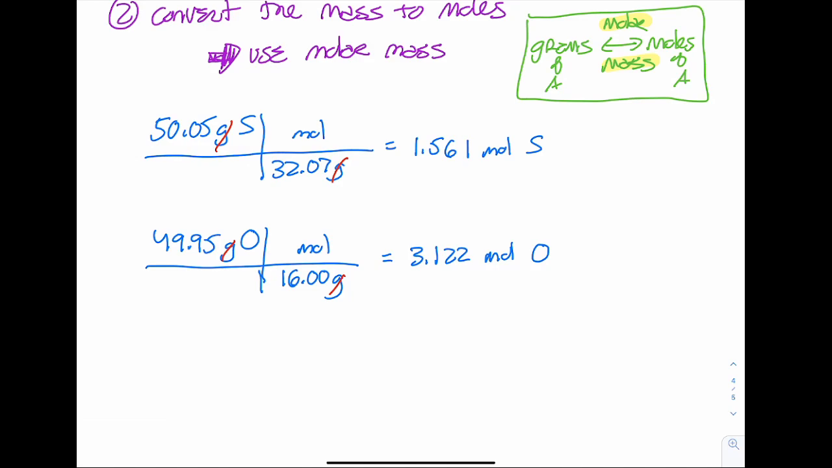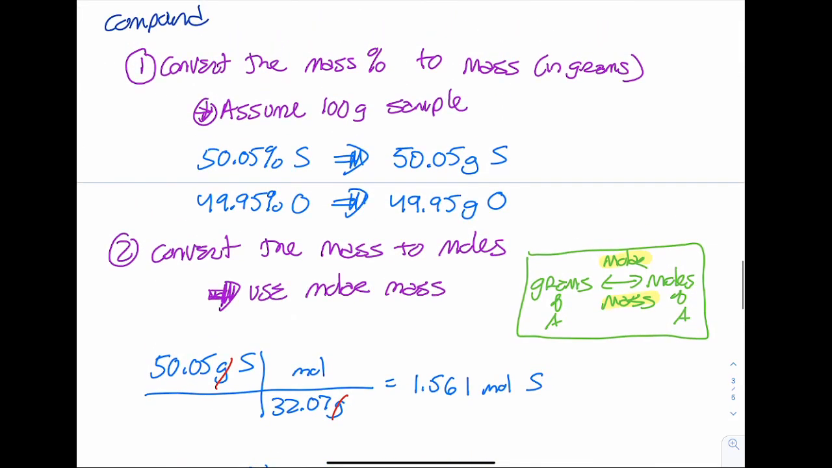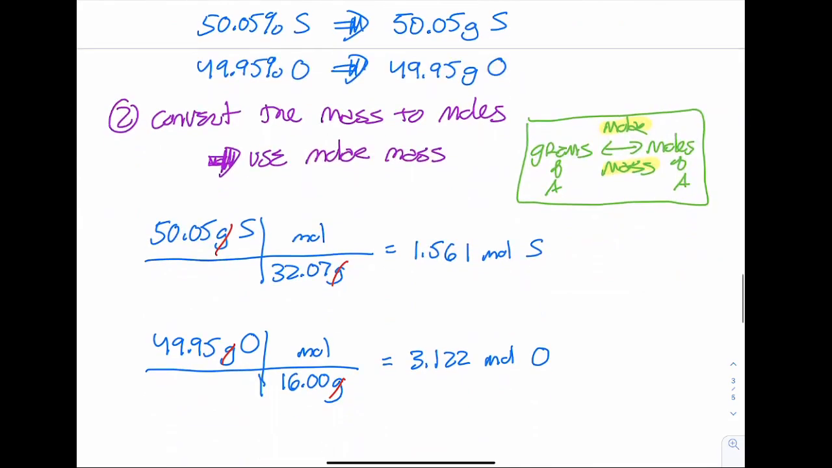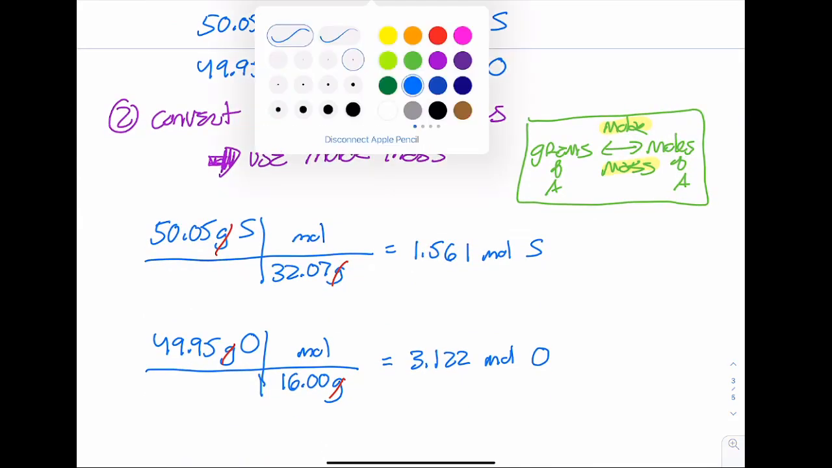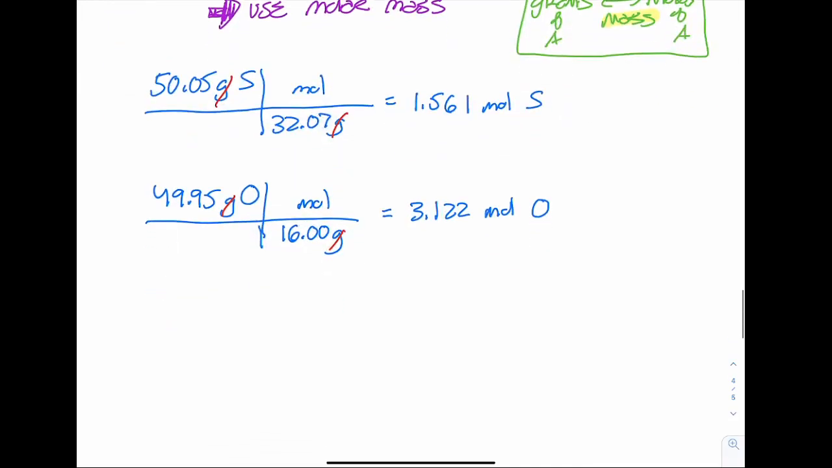So our first step, we basically got rid of our percent sign and replaced it with a G for grams, right? We assumed a 100 gram sample, converted our mass percent to mass. In our second step, we converted mass to moles using our molar mass. Step 3 is we're going to set up mole ratios.